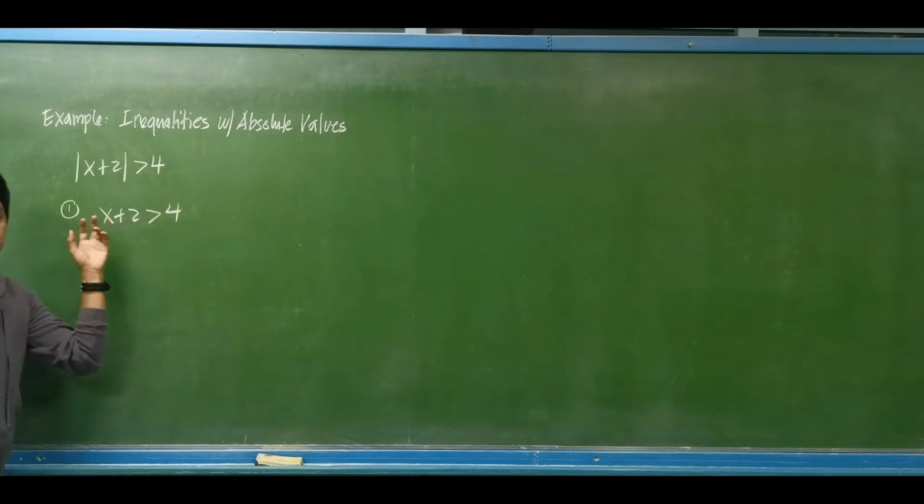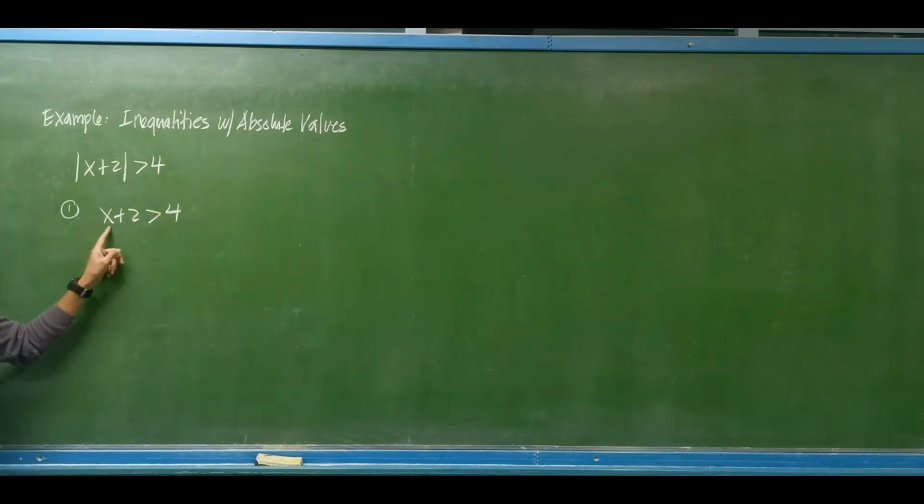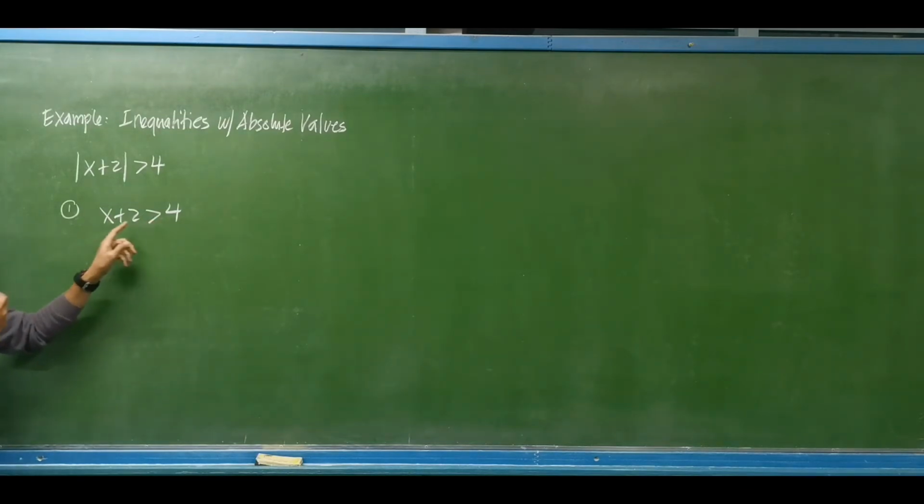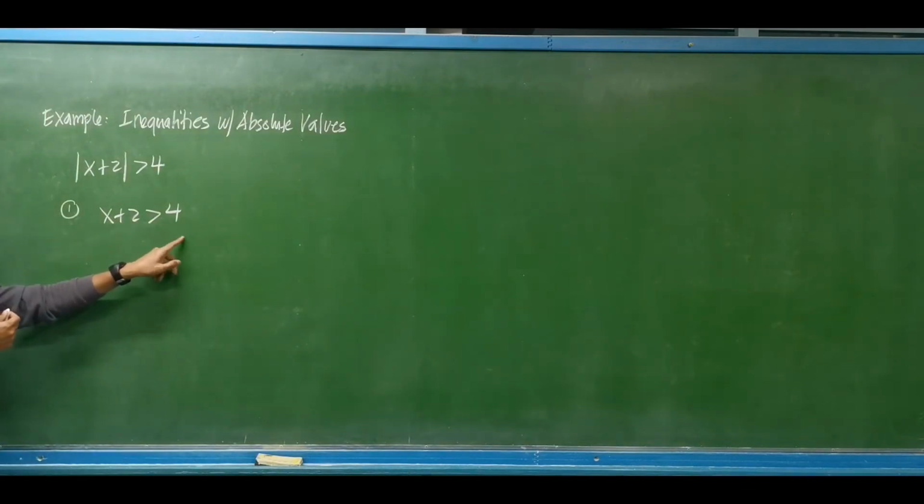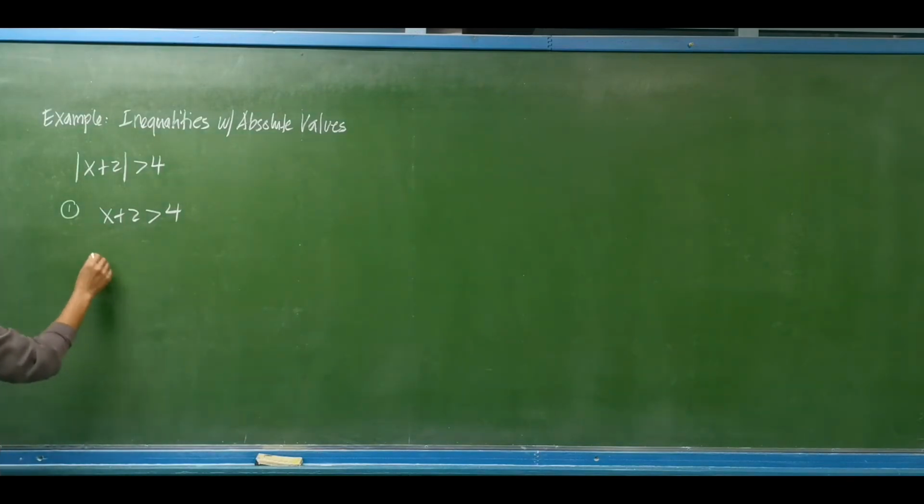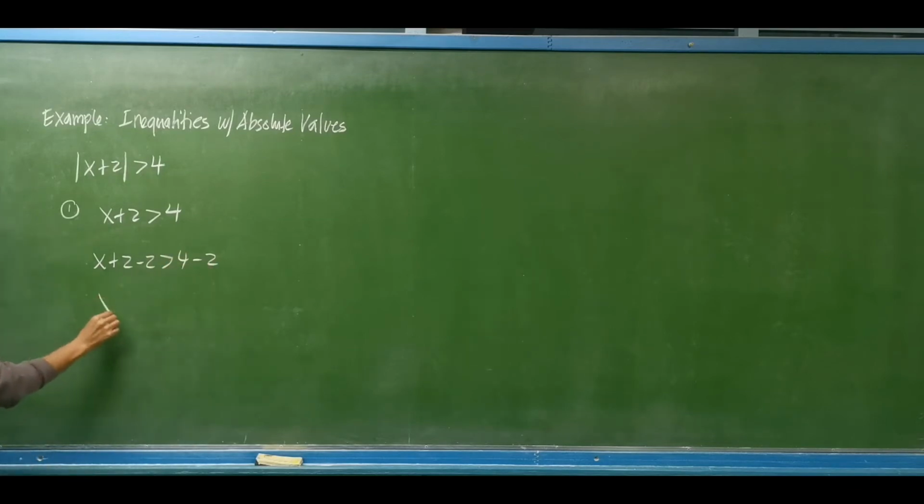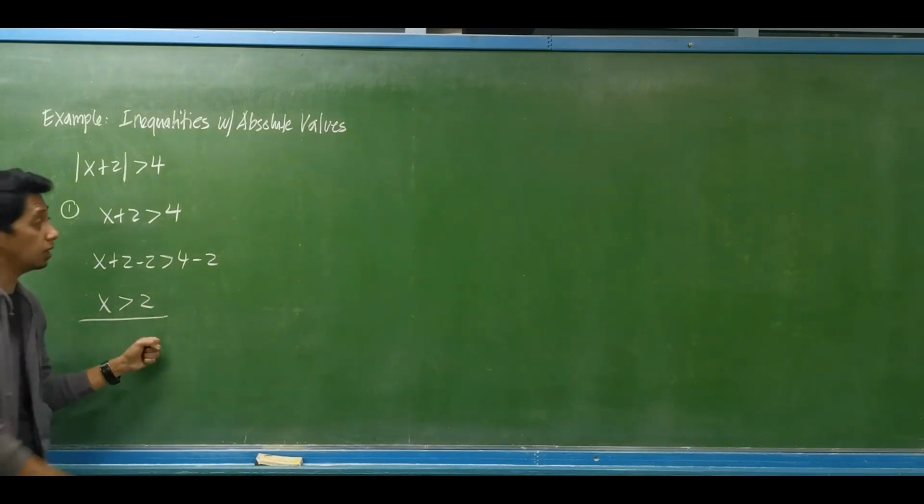If we are just to remove the absolute value sign, what if x plus 2 will satisfy the inequality? That is, its value is greater than 4. So let's have that as x plus 2 minus 2 is greater than 4 minus 2. So we have the first inequality solution set, that is x is greater than 2. That is the first possibility.